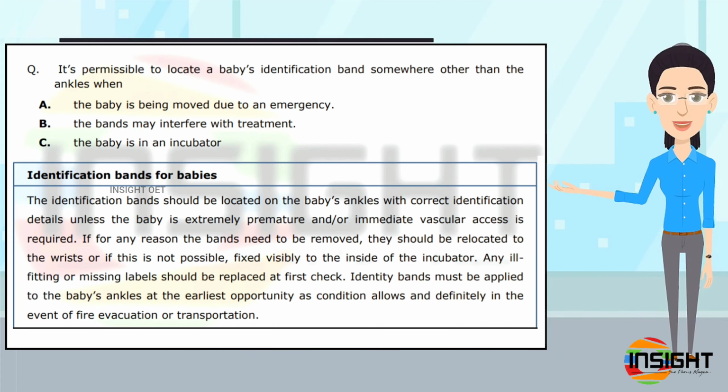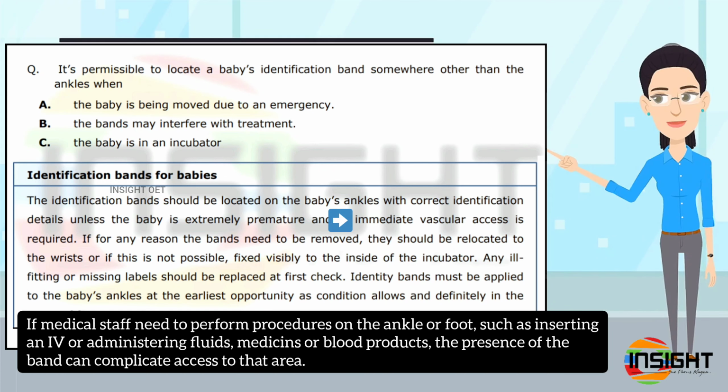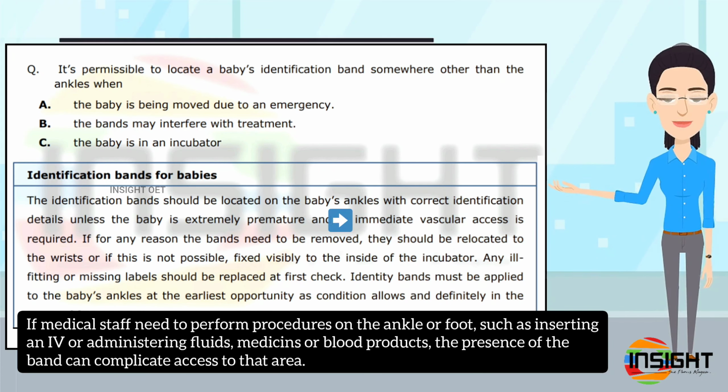Option B says it's permissible when the bands may interfere with treatment. This is matching, as the bands should be removed from the ankles if vascular access is required because the band may interfere with the treatment.